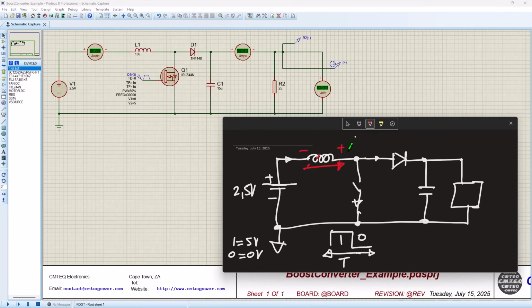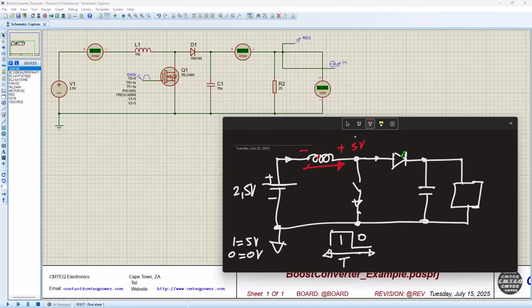Now, we're not going to go through that detail now. This is just a very quick illustration. So automatically we're going to have a higher voltage here. Let's say if it's also charged to 2.5 volt, that means 2.5 plus 2.5, we're going to have 5 volt here. And that 5 volt is going to flow here.